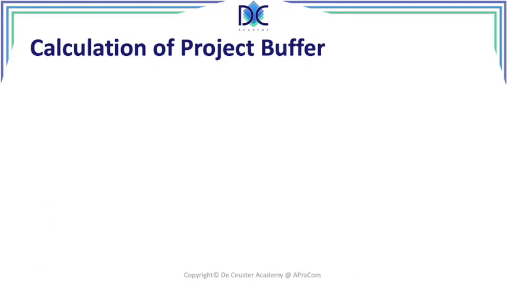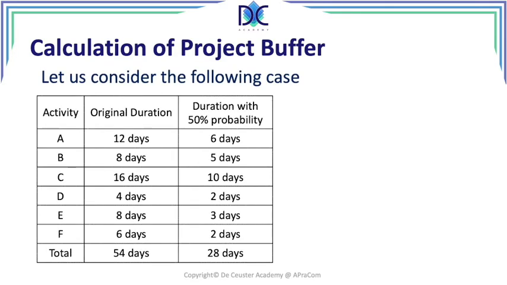Now we can have an example here to calculate the project buffer. Here we have the different activities which are on the critical path. We have the original duration, which means 90%, and then we have the duration with 50% probability. I didn't simply take half; the people had a look at what is my 90% estimation and what is my 50% estimation. There are different ways to calculate it, so we found these results after estimation, after discussion with the people, after some calculations.